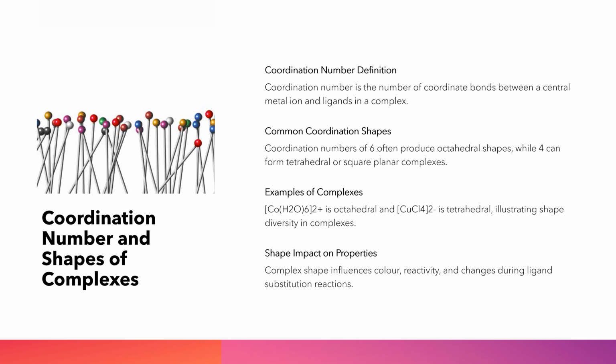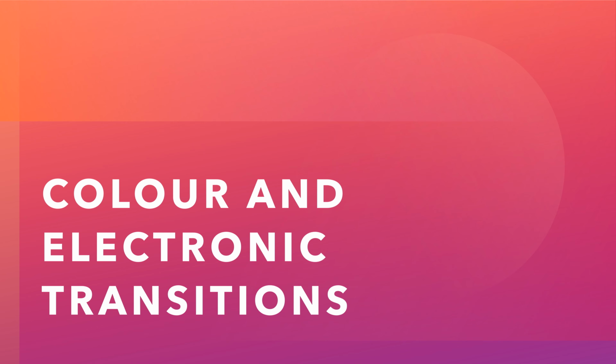Common coordination numbers include 6, leading to octahedral shapes, and 4, which may result in tetrahedral or square planar geometries depending on the metal and ligands involved. For example, [Cu(H₂O)₆]²⁺ is octahedral, while [CuCl₄]²⁻ is tetrahedral. Origin of color in transition metal compounds.